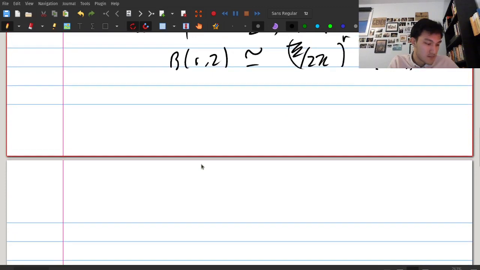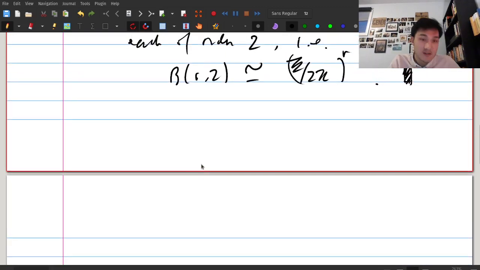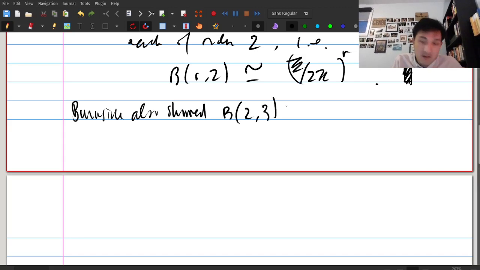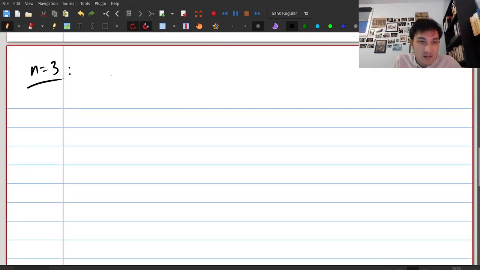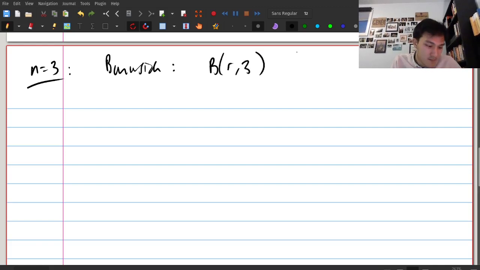Okay, what else did Burnside show? Burnside also showed that the order of B(2,3) is 27, and the order of B(2,4) is less than or equal to 2 to the 12. Okay, and now we're going to go to n equals 3. He also showed that B(R,3) is finite.